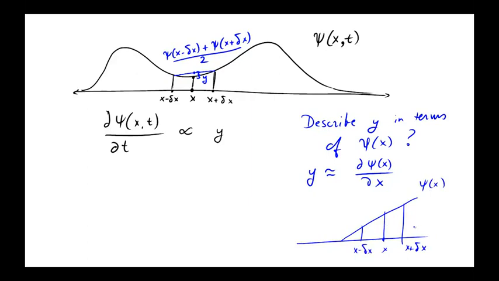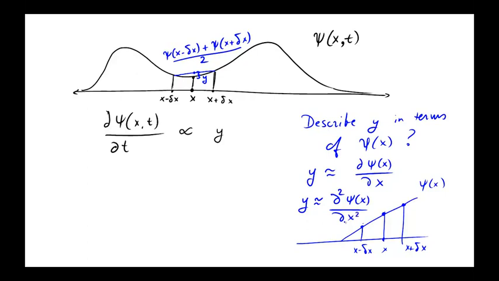So what's the average of psi of x minus delta x and psi of x plus delta x? Well, the average of these 2 points is exactly that. And so y is exactly 0, because psi of x is exactly the average of psi of x minus delta x and psi of x plus delta x. So there's something else going on here. And actually, if you think about it a little bit more, it turns out that y is proportional to the second derivative of psi of x with respect to x.